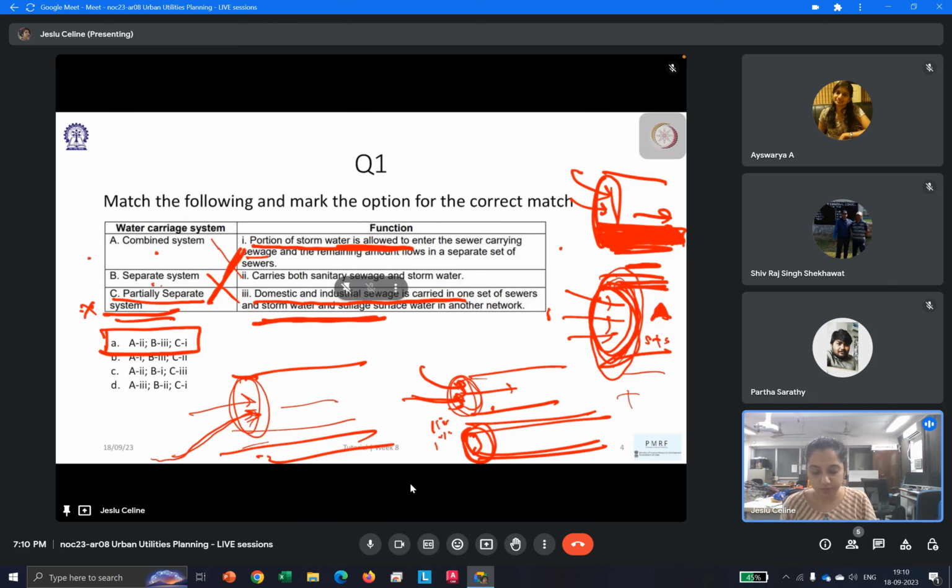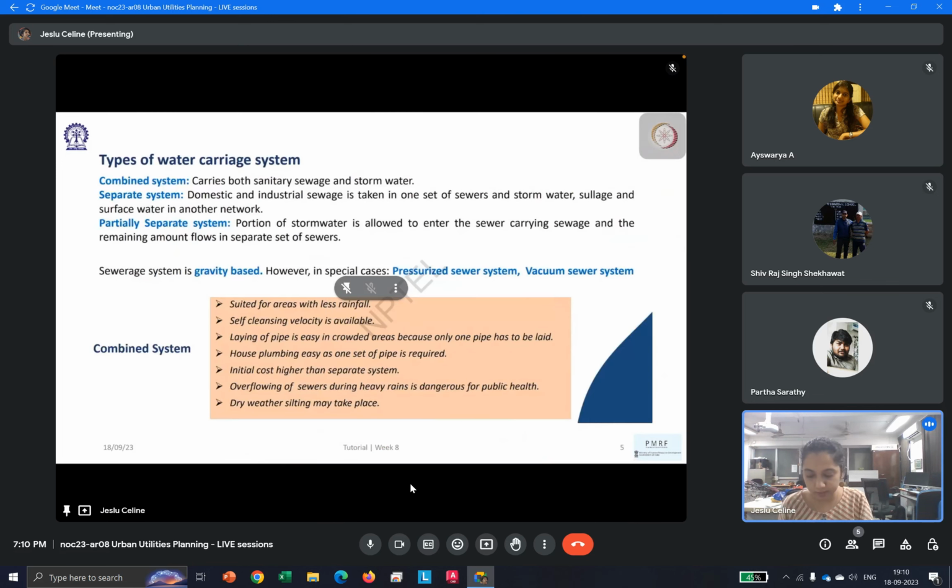Okay, let's proceed further. So this is what we discussed. We have combined and separate sewers. Sewers are usually gravity based, but we also saw pressurized sewer and vacuum sewer, which we will discuss again in some of the questions. So let's proceed.